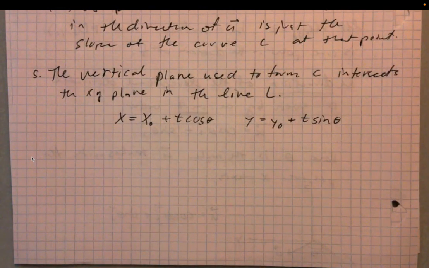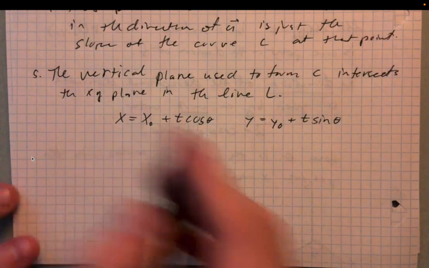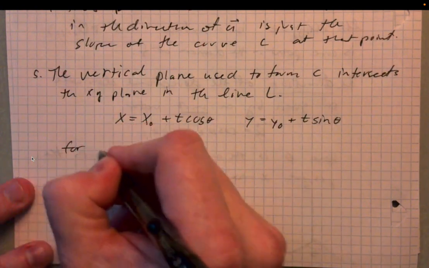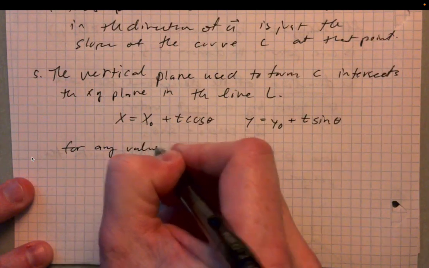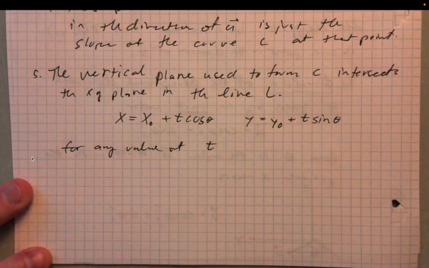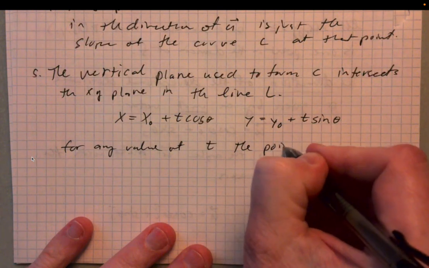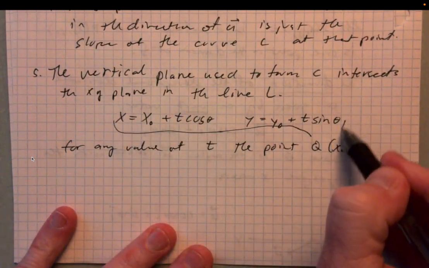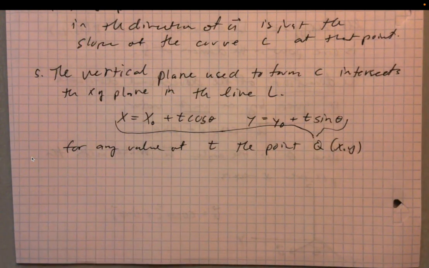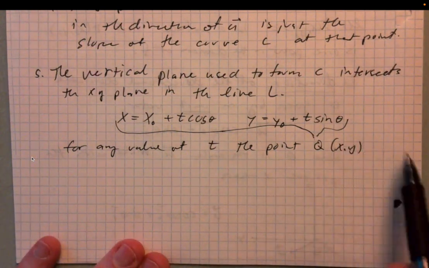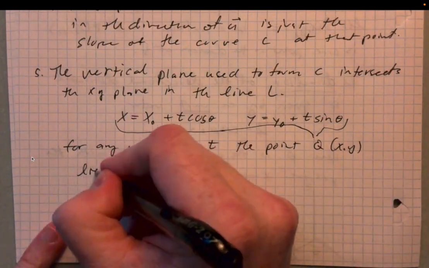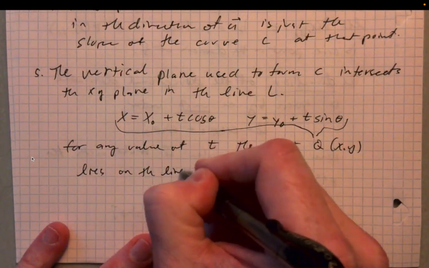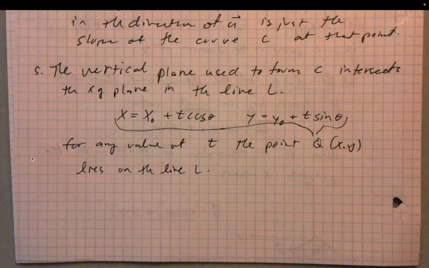Okay, and so what does that mean? Well, what it means is for any value of t, the point, and we'll call this Q of x, y, which is really just these guys, the point Q of x, y lies on the line L. Okay, simple enough, no big deal there, no problem there, right?